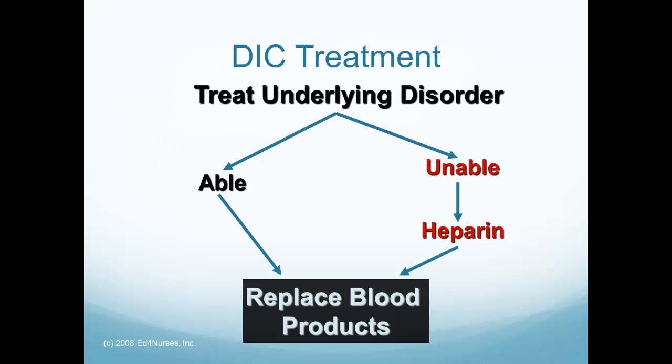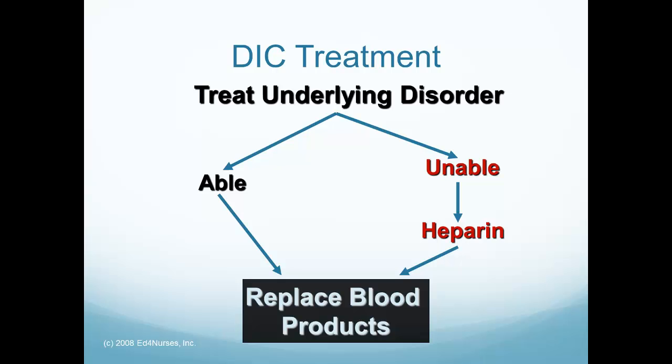Now, the reason why we don't see a lot of full-blown DIC, and the reason why we don't hear about lots and lots of people dying of DIC, is because usually we have identified the underlying disorder and we start replacing the blood products right away. So we treat the underlying disorder, we treat the shock, we stop the bleeding, we start replacing the blood products, and the patient never gets to that full-blown DIC. However, if we're unable to do that, then the process continues.